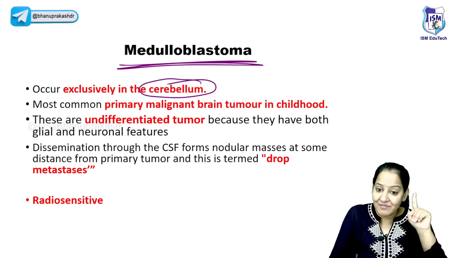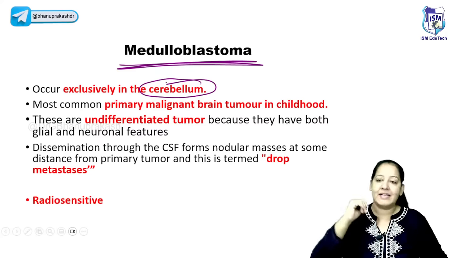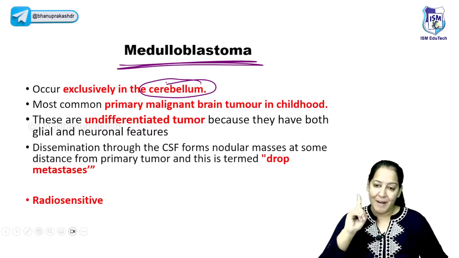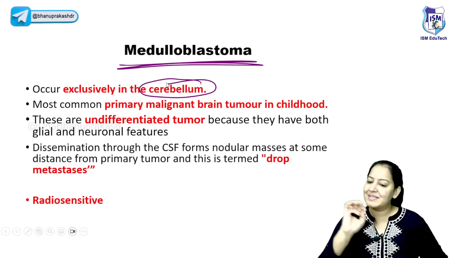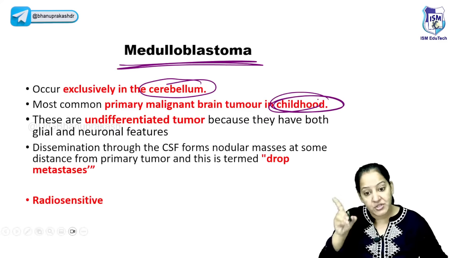Medulloblastoma exclusively occurs in the cerebellum. Please see, like type 1 astrocytoma, that occurs in children, right? Like pilocytic astrocytoma, it also exclusively occurs in the cerebellum. It also occurs in children, not in adults. You have questions on all these.